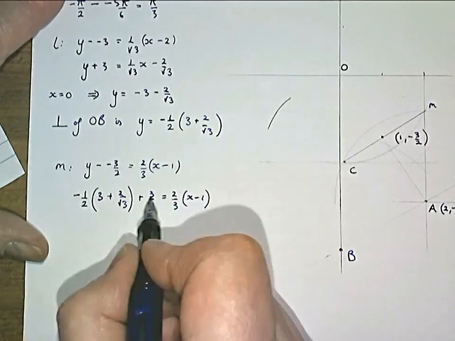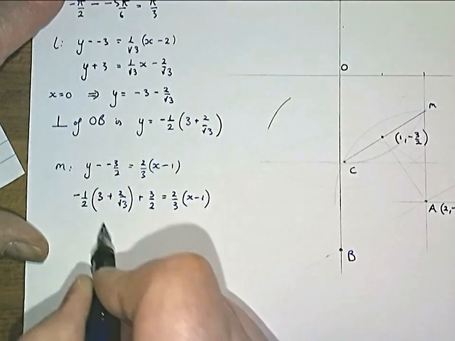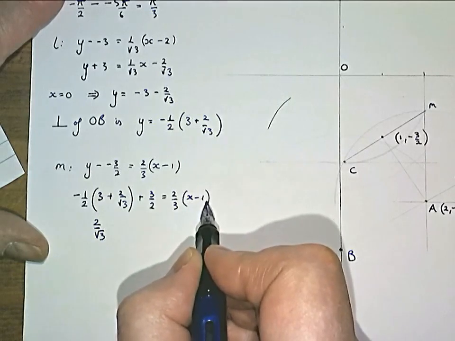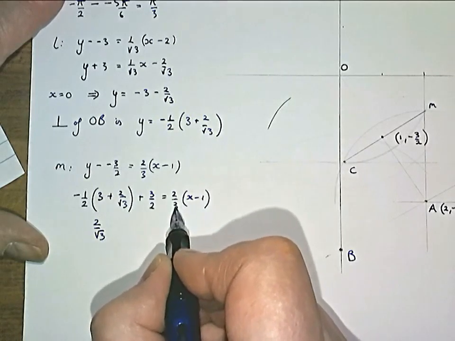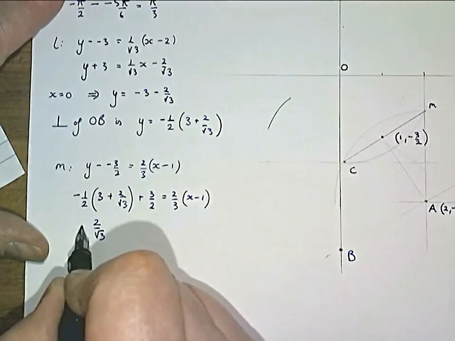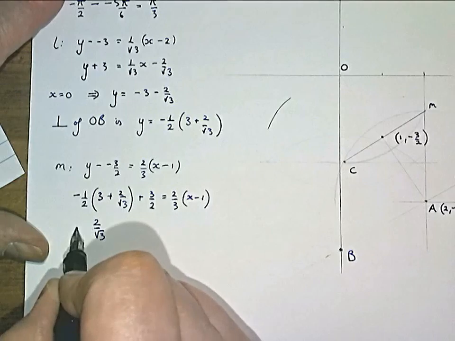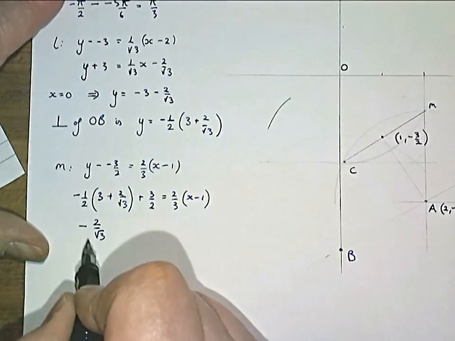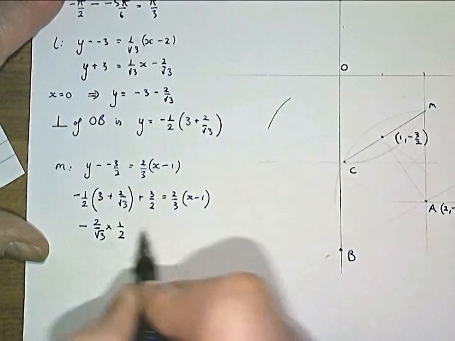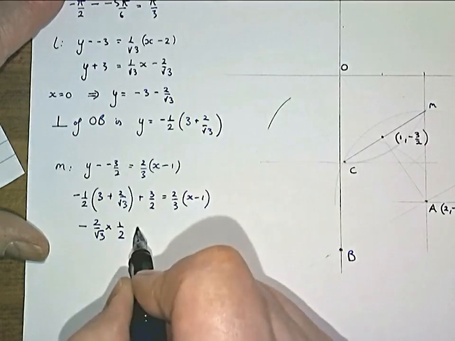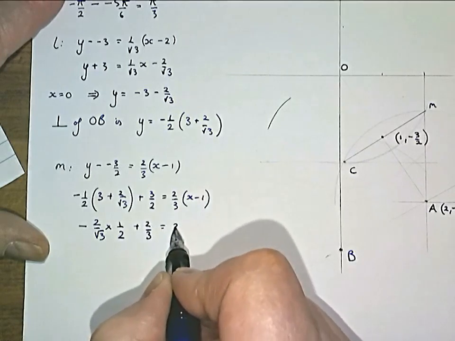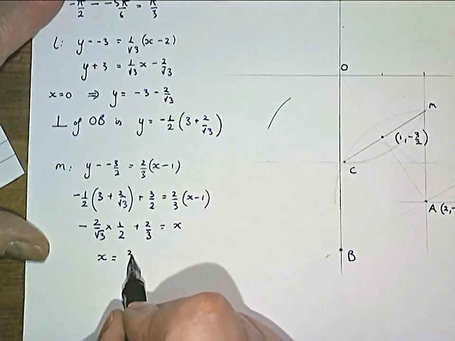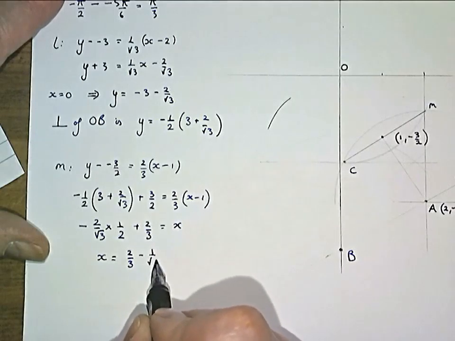And I can see I've got a 3 over 2 there and a minus 3 over 2 there, so I'm left with 2/3, 2 over root 3. And from this side I'm going to have 2/3 of 1 coming in, so that should be a minus, shouldn't it? It's minus 2 over root 3 times that half. And then on the other side I'm going to have a minus 2/3, so that's going to be plus 2/3. That's what x is going to be equal to. So x is going to be equal to 2/3 minus 1 over root 3.